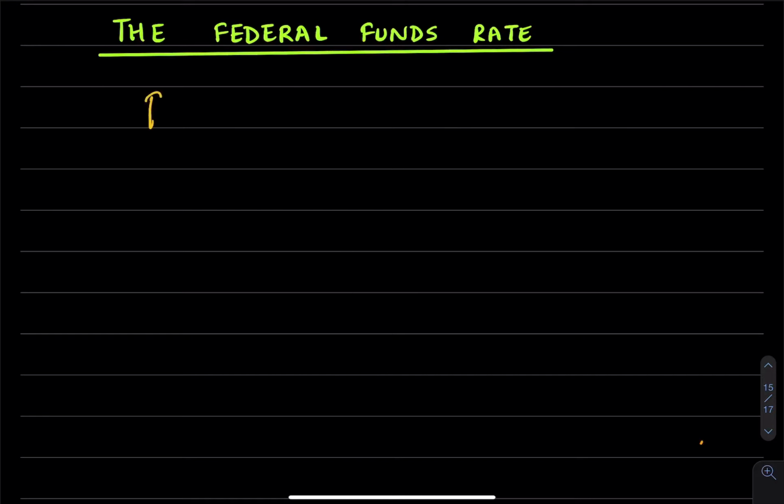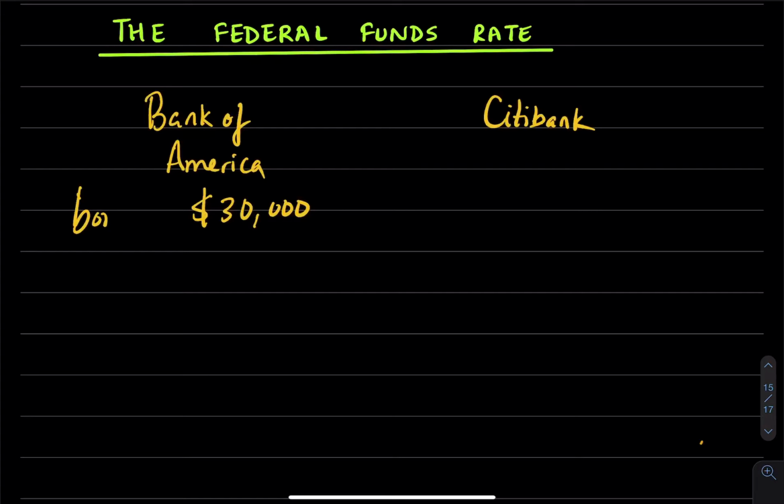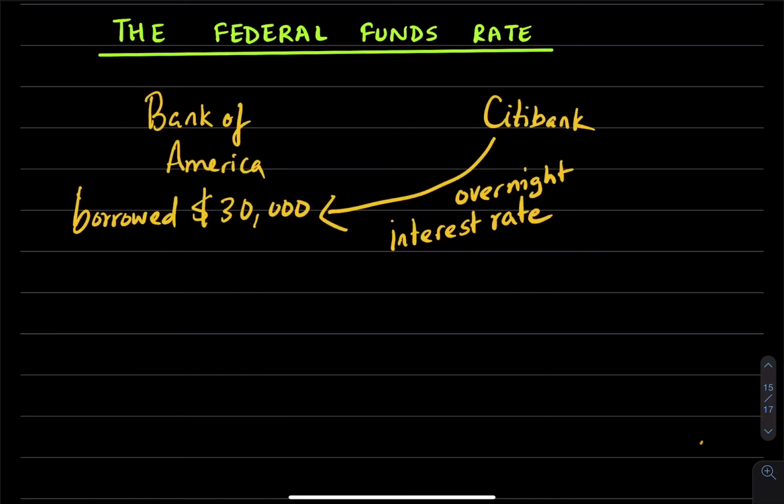So think about a scenario where Bank of America needed some funds. So this is just in a particular day. Bank of America borrows from Citibank. Let's say it needed $30,000. Okay, so Bank of America borrowed this money from Citibank. Now, Citibank is going to lend $30,000, but obviously Citibank is going to charge Bank of America an overnight interest rate, because this is just something that Bank of America wants to borrow for a day, and then it promises to repay Citibank the next day. So there's going to be an overnight interest rate, and that interest rate is called the federal funds rate.